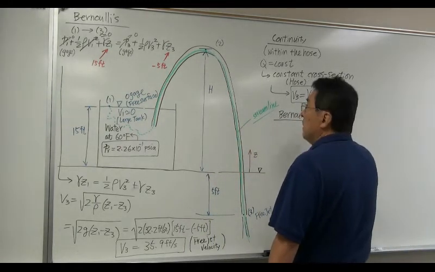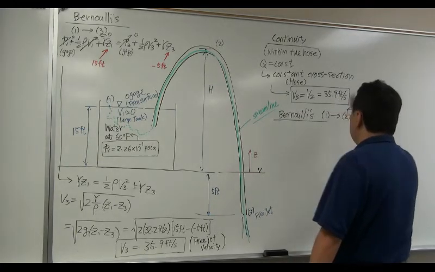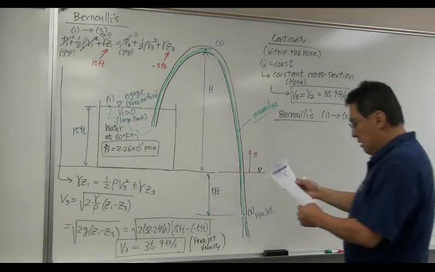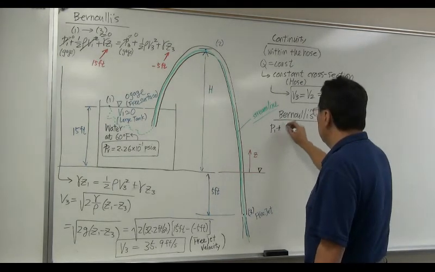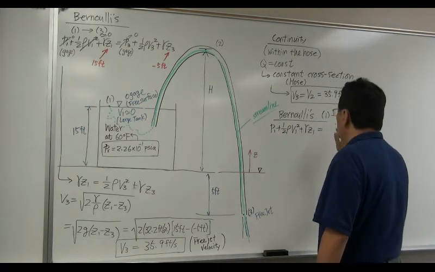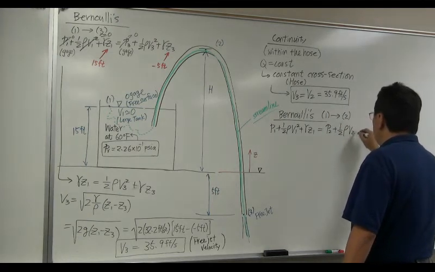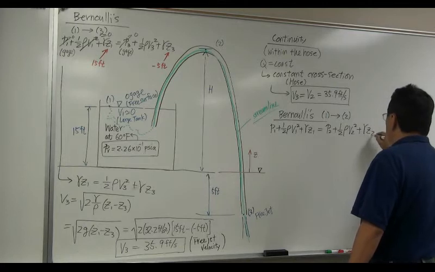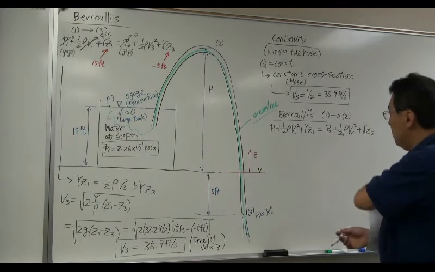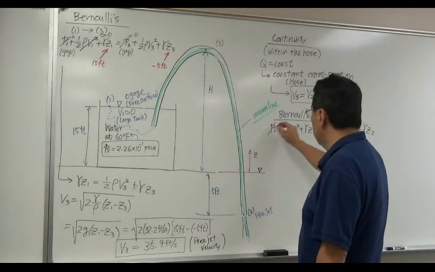So Bernoulli's equation applied between 1 and 2. Like I said, you can do the same thing between 2 and 3 and you can solve the problem. Okay? P1 plus 1/2 rho V1 squared plus gamma Z1 is equal to P2 plus 1/2 rho V2 squared plus gamma Z2. Okay, let's take a look at each term of this equation. P1. Oh, P1 is gauge.